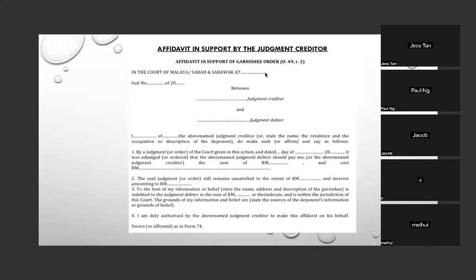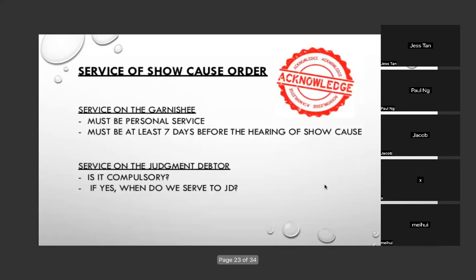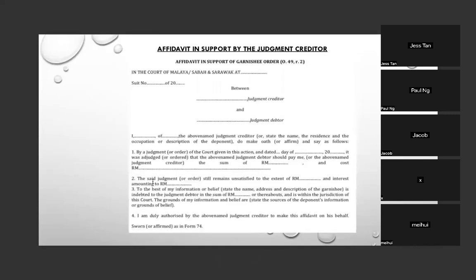So this is the sample of the affidavit in support. Usually it will be sworn by the judgment creditor. If the judgment creditor is a Sendirian Berhad company, you will need the director of the company to swear the affidavit. When we talk about the affidavit in support by the judgment creditor, how do you prove to the court that you have merits in your application?